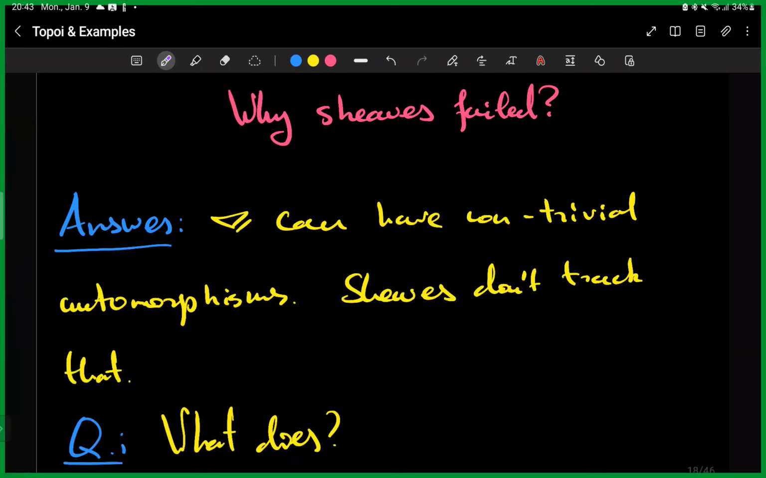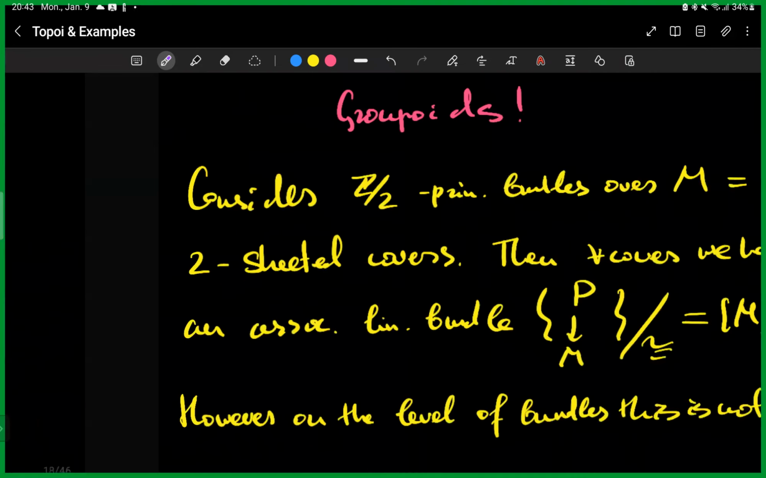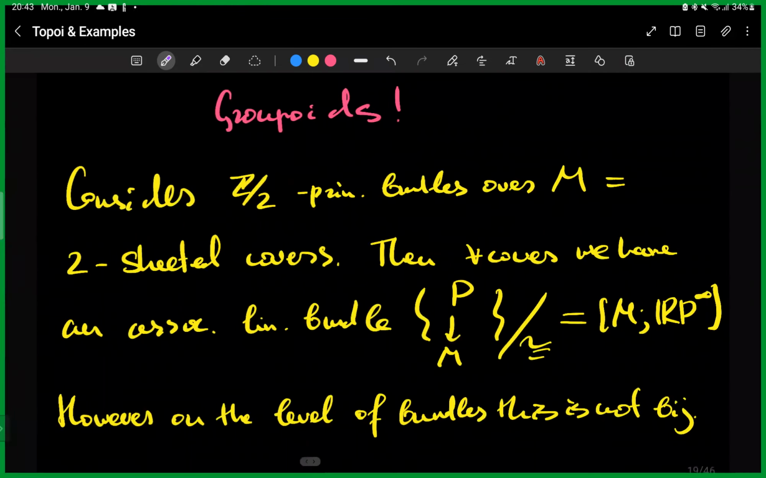As it turns out, connections can have non-trivial automorphisms. And when we do ordinary sheaves valued in sets, we don't track automorphisms. And the natural question is, what structure does track automorphisms? Well, as it turns out, the natural way to understand such problems is by considering groupoids.